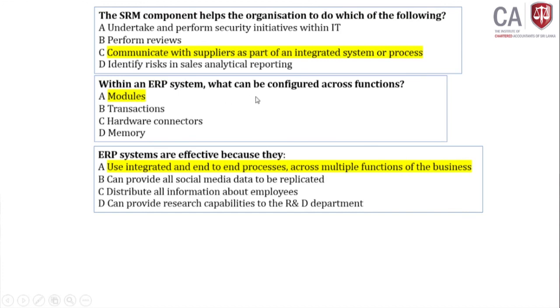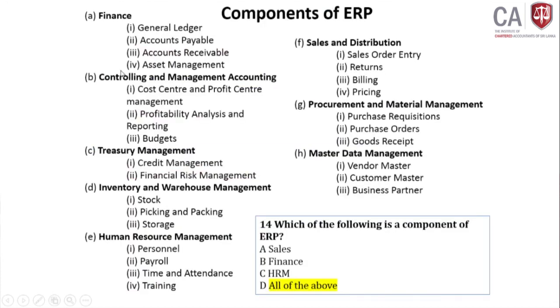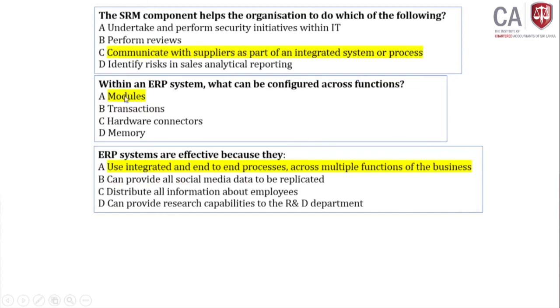Within an ERP system, what can be configured across functions? Modules can be configured. These are the different modules here: finance module, controlling and management accounting module, treasury management. They call them modules. So you have to remember that within an ERP system, modules can be configured across functions. ERP systems are effective because they use integrated, end-to-end processes across multiple functions of the business.